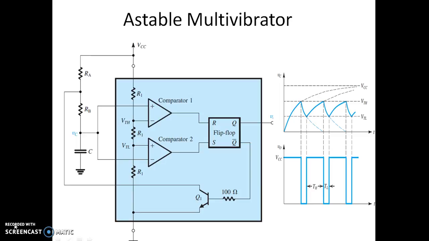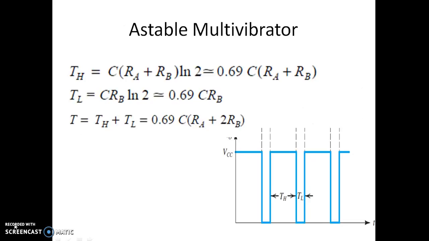The values of RA, RB and C will decide what is the period and what is the on time and off time of the square wave. The amplitude of the square wave is high at VCC, and the low is 0 volt. Now we have also seen the expression for the on time and off time. The on time expression is given by 0.69 C into RA plus RB, whereas the off time expression is given by 0.69 C into RB. The total time, TH plus TL, is given by just the addition of the two times.